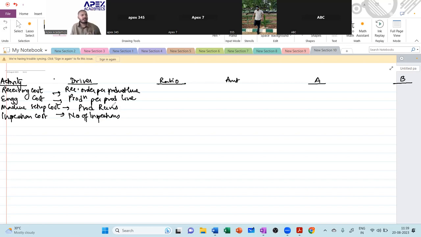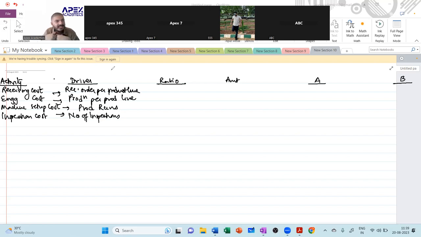Why? Because that's the logic. Somebody has to spoon feed this to you. Let me tell you this. Even at CA final level, this had to be spoon fed to us, because we are not engineers. We don't work in a factory. We don't understand that machine setup is dependent on production runs. The higher the number of production runs, those many times you have to set up the machine. The higher the number of production orders per line, the higher the engineering cost. The higher the number of inspections, the higher the inspection cost. Now, this is being fed into you. You will remember this. This will be memorized and used by you.